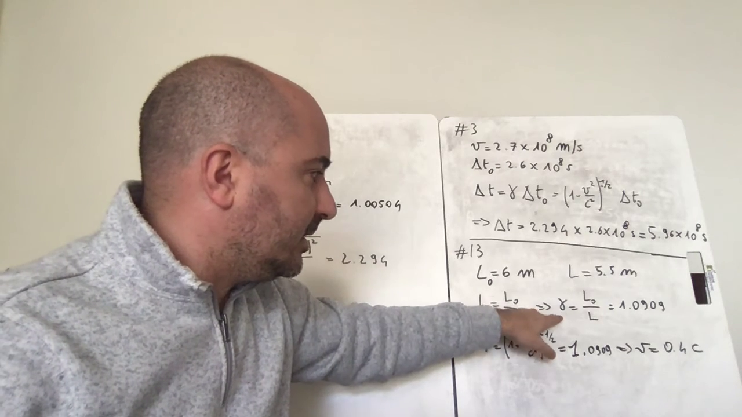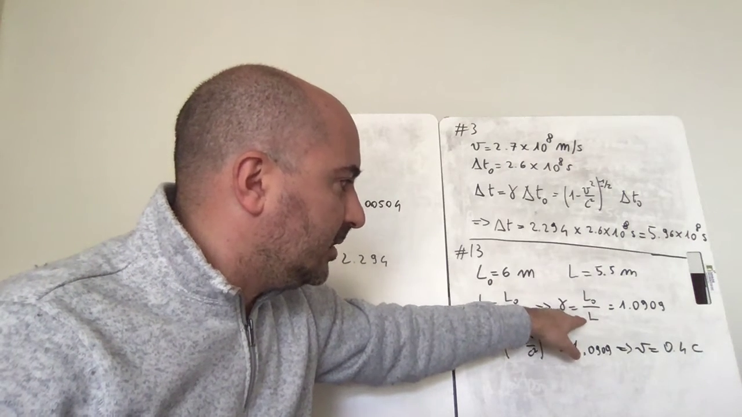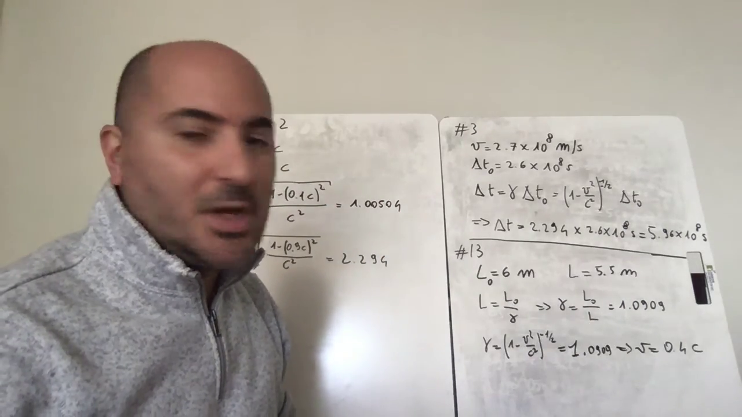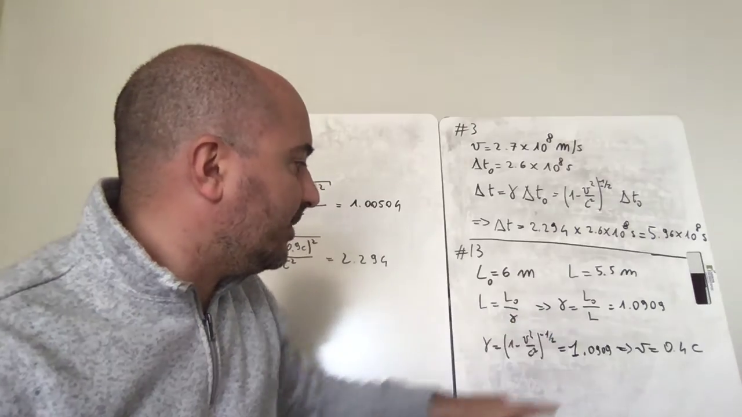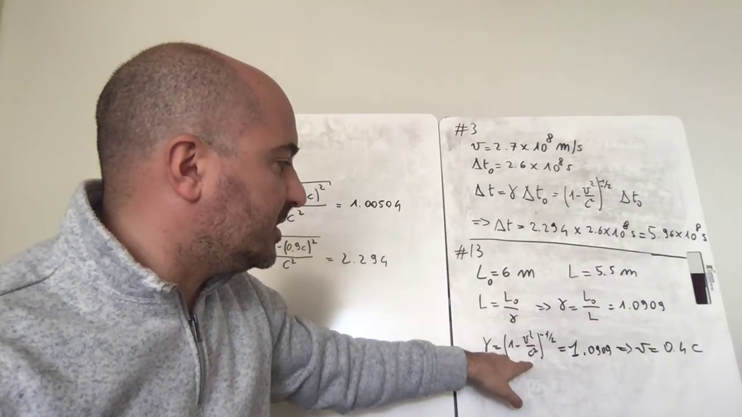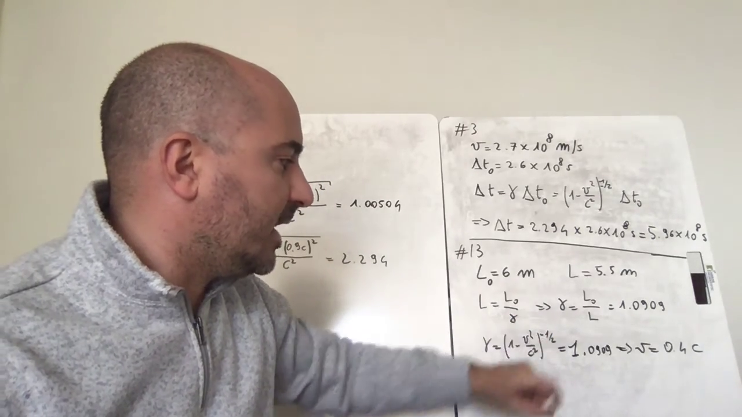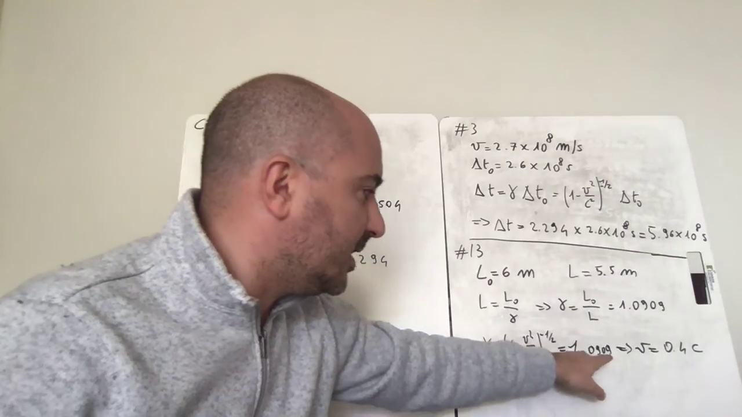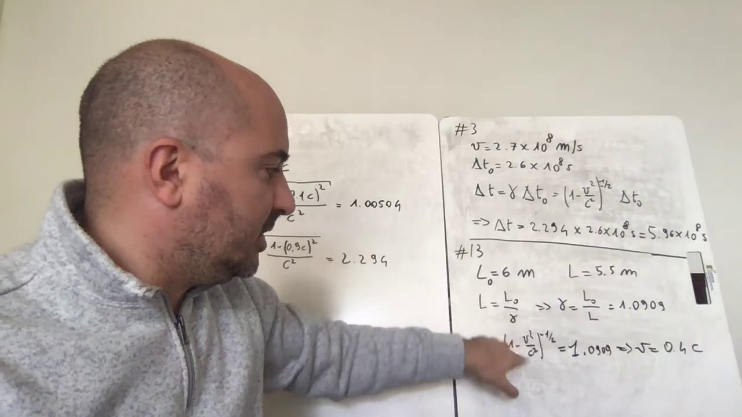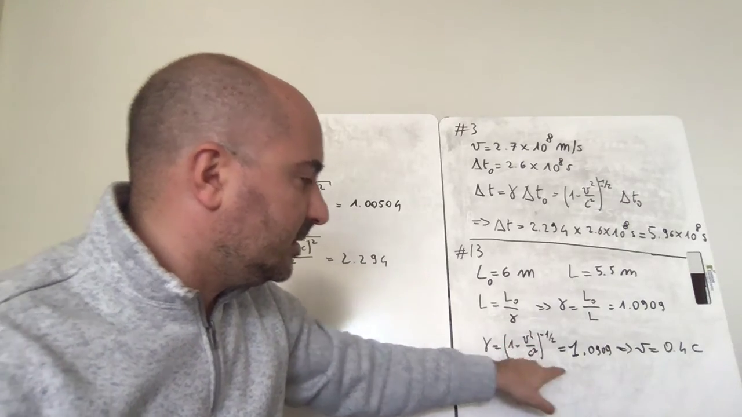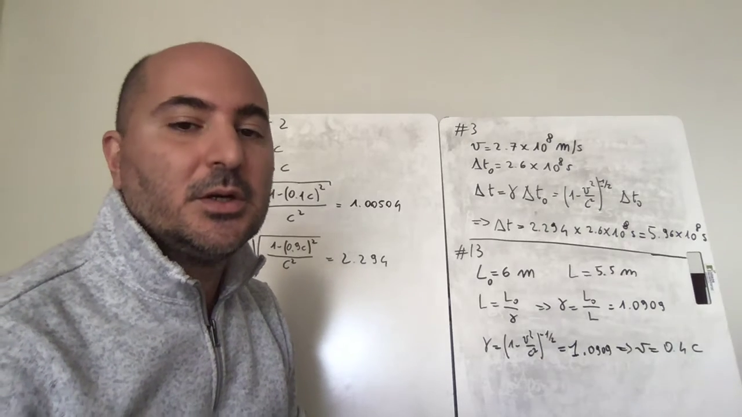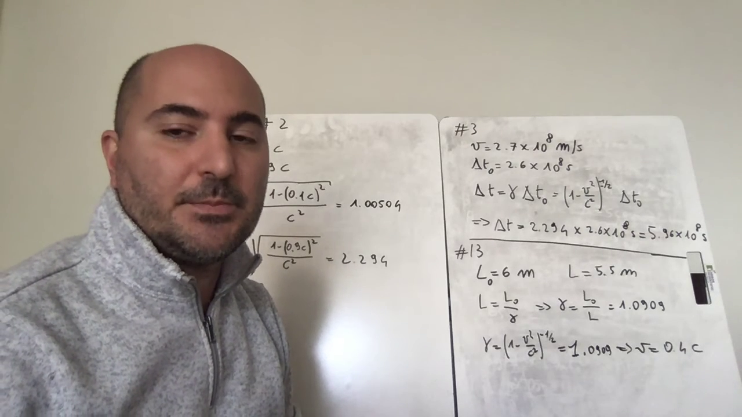And so gamma is L naught over L, which is 1.0909. So now we plug in the definition of gamma, 1 over v squared over c squared, all together to the minus 1.5. And that factor has to be this 1.0909. Here you have to manipulate this equation a little bit. And at the end, you're going to get that the velocity of the sports car should be 0.4 the speed of light. Okay, so 40% the speed of light.